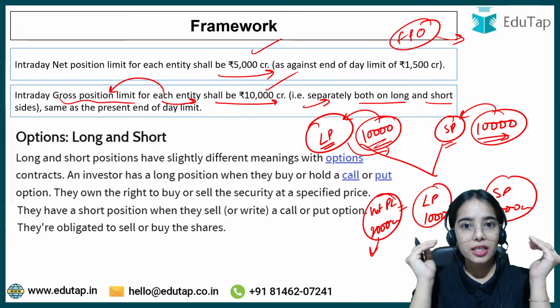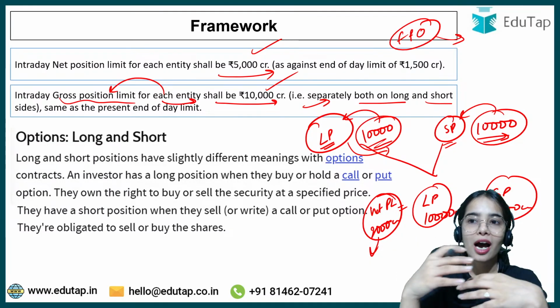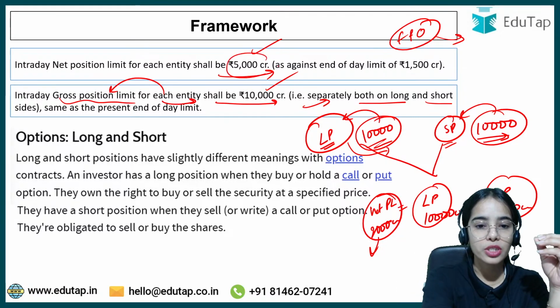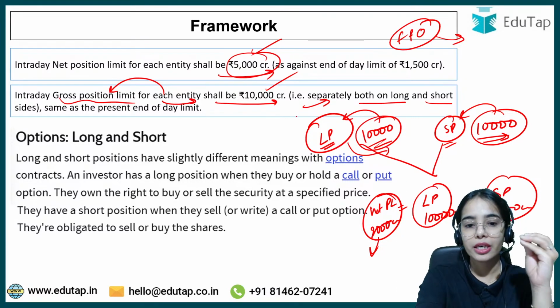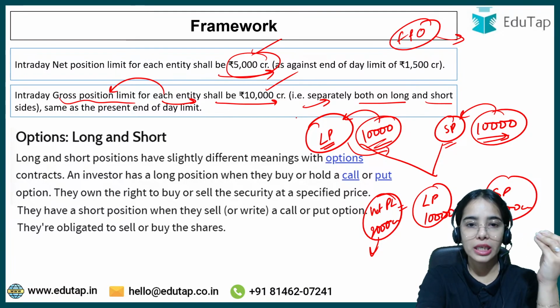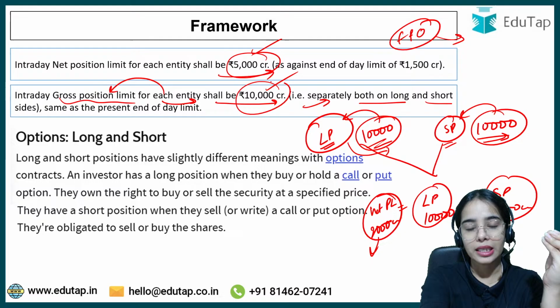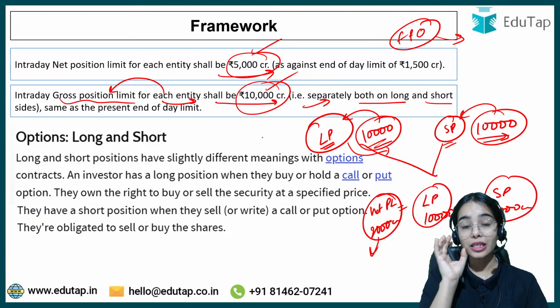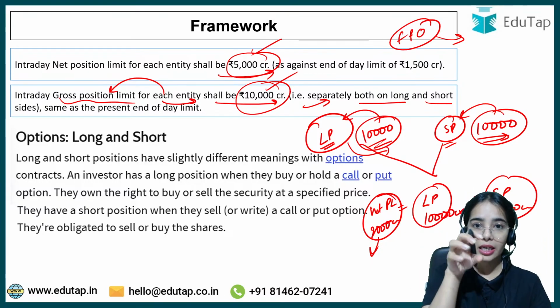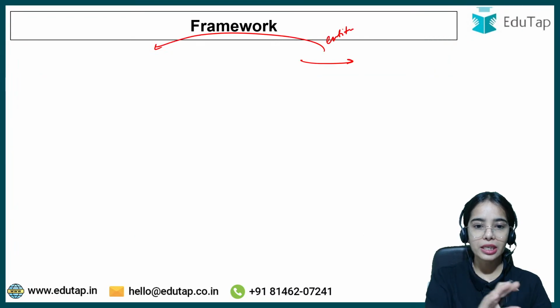So big entities are the ones trading here, so they have huge limits also, like the 5,000 crore net position limit for the intraday index positions, and the gross position limit for the intraday index options is 10,000 crore. So you can understand that huge entities are trading here in the index option intraday market. For each entity, these are the limits.